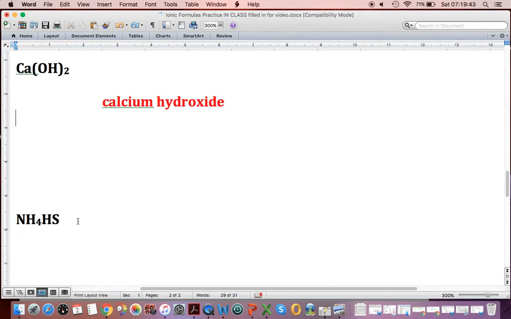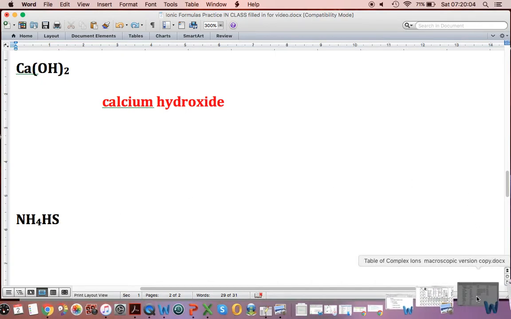Next one's a little trickier because instead of just having a clear-cut metal and a negative complex ion, we have 4 elements we've got to sort out. Does it split after the N, the H4, or the H? Well, if you're paying attention, it splits after the H4. So we're going to have an NH4 and we're going to have an HS. Those are both complex ions. So let's go find them.